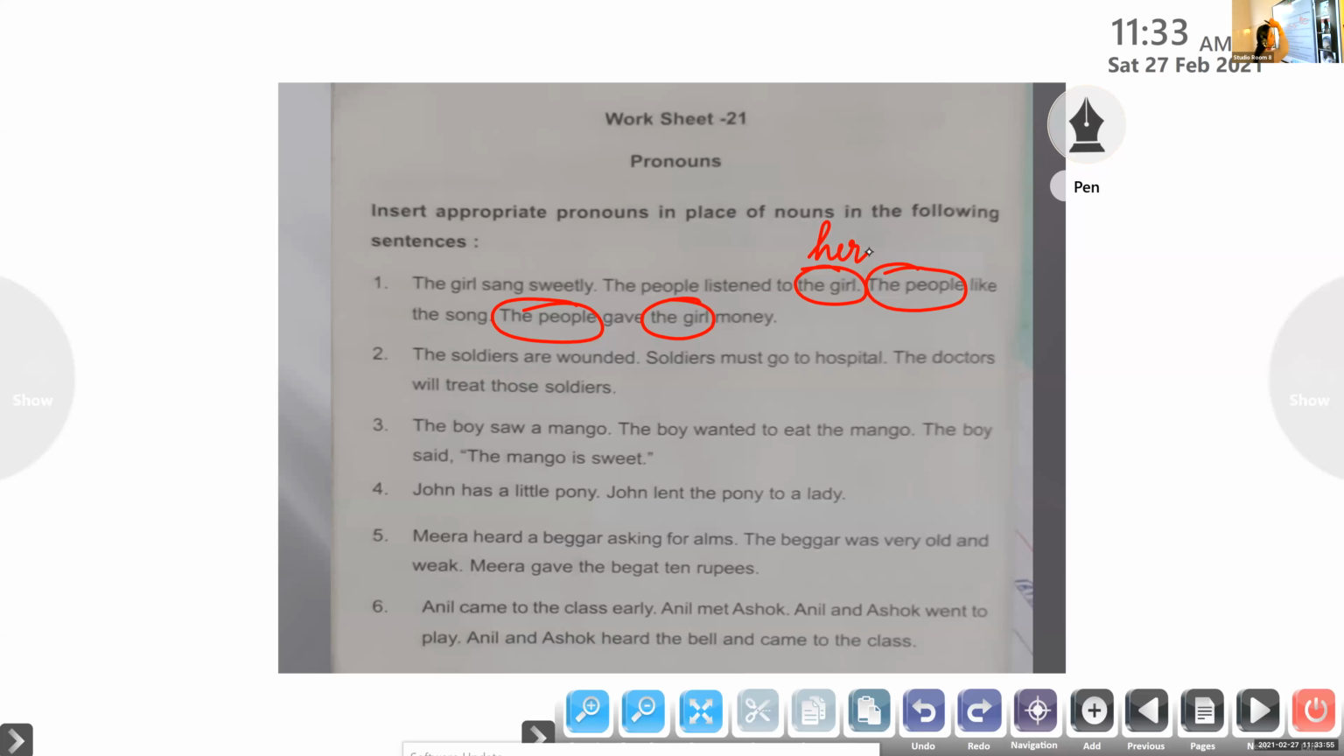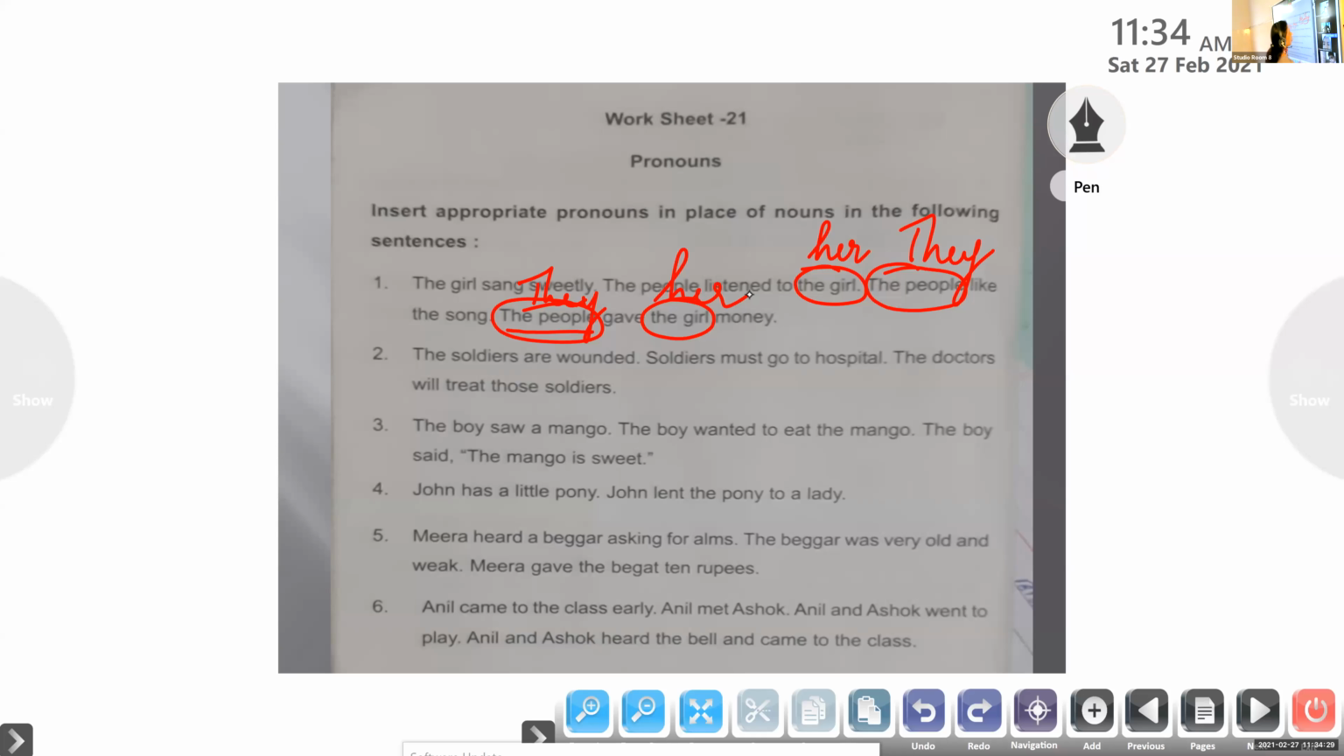The people, it is a subject. So what do we write there, Ronit? They. Very good. They like the song. So the people gave the girl the money. Again, the people is repeated. So what will you do? They. Very good. Here again the girl is repeated. So what will you do there? Her. Oh, very good. That's all. So this is the way you have to do the exercise. So here, not an MCQ, you will be getting this question in a written test. Okay. So these questions.